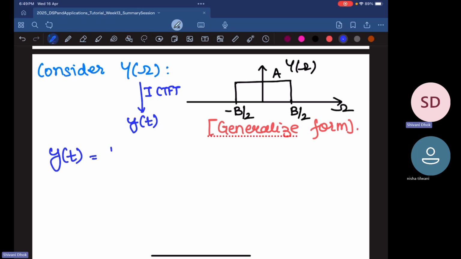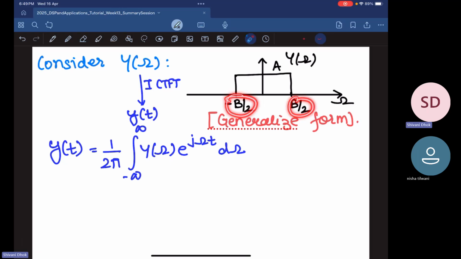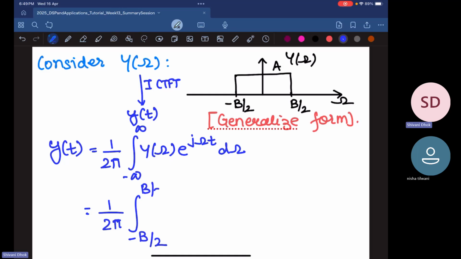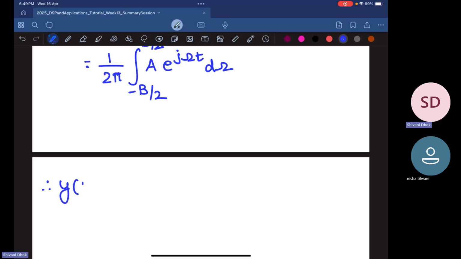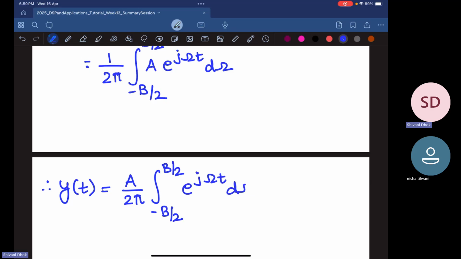So this Y of t is obtained by 1 over 2 pi integral minus infinity to infinity Y of omega into e power j omega t d omega. Now this Y of omega is non-zero only from minus B by 2 to B by 2, so the integral limits become minus B by 2 to B by 2, and in this range Y of omega takes the value capital A. So A into e power j omega t d omega. Therefore Y of t is 1 over 2 pi. This A is a constant, I can take it outside, it doesn't depend on omega. Then we have minus B by 2 to B by 2 e power j omega t d omega.